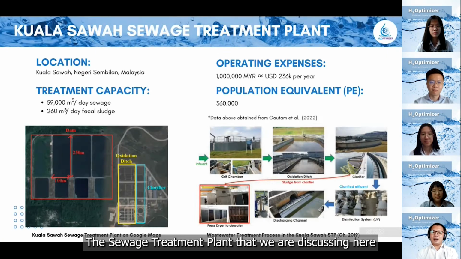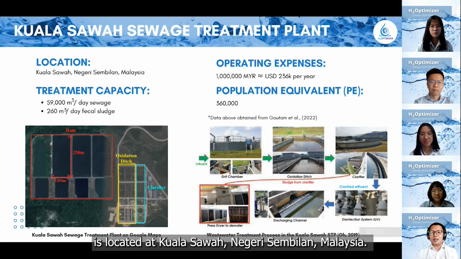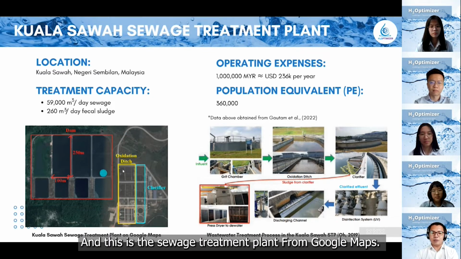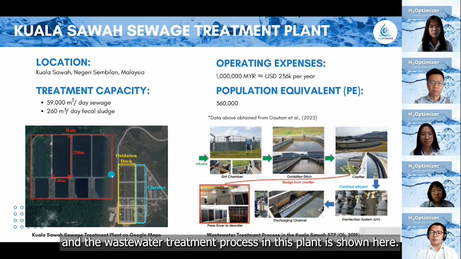The sewage treatment plant that we are discussing here is located at Kuala Sawah, Negeri Sembilan, Malaysia. Here is some of the information related to the operation of this plant. And this is the sewage treatment plant from Google Maps, and the wastewater treatment process in this plant is shown here.